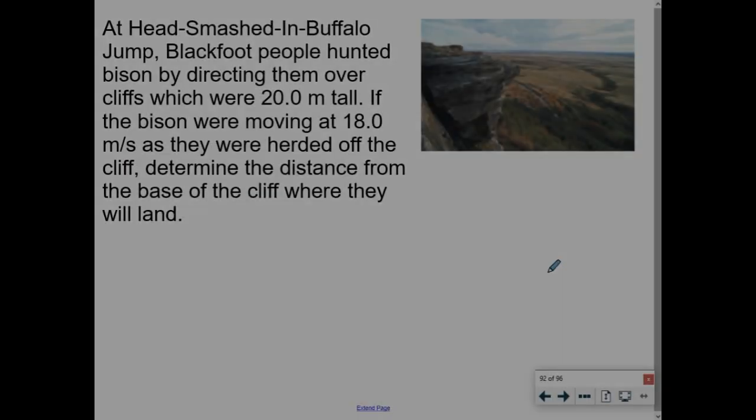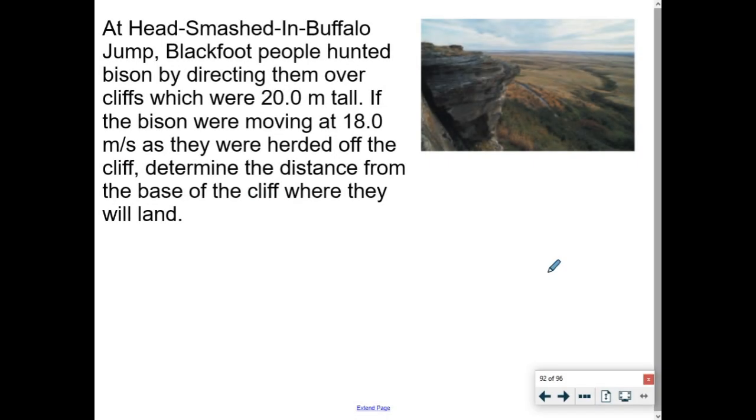Let's try another one. So this one right here is actually kind of a cool local cultural example. If you didn't know this, Head-Smashed-In Buffalo Jump is a location where the Blackfoot people used to chase the bison over the cliffs, these 20-meter tall cliffs. And the bison, kind of like the old Wile E. Coyote, right, kind of thing.